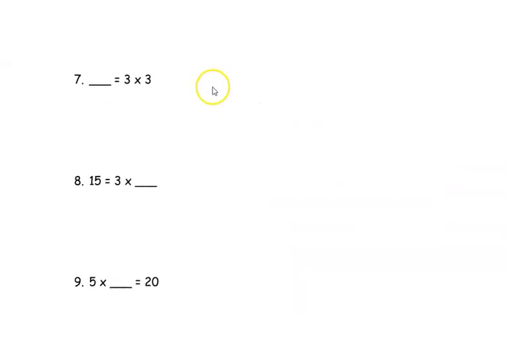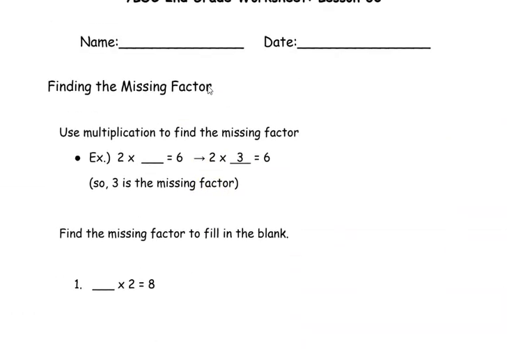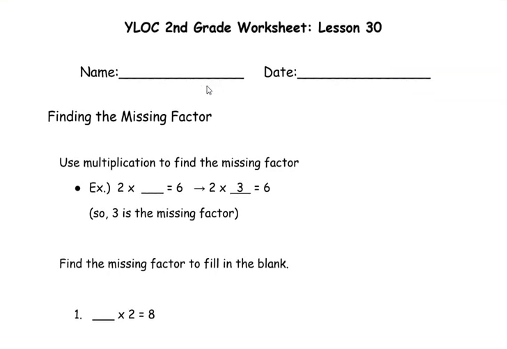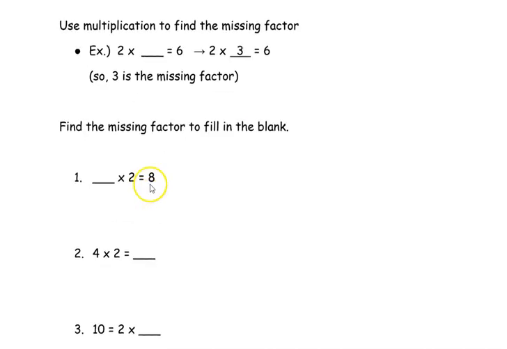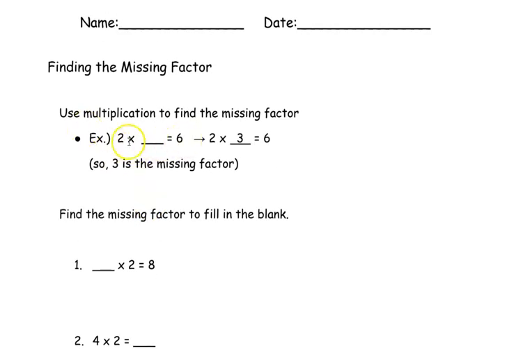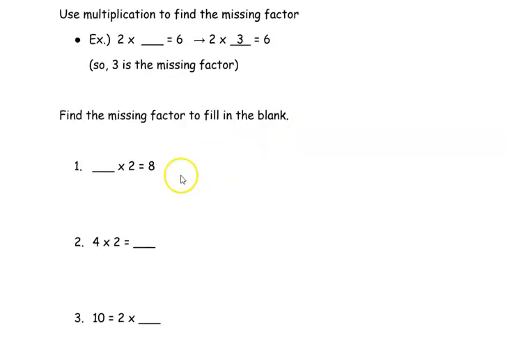Now let's go back up. This is today's lesson, which is using multiplication to find the missing factor. The example is 2 times blank equals 6. And we can just put 2 times 3 equals 6 because we already know that 2 goes into 6 3 times. Okay, find the missing factor to fill in the blank.